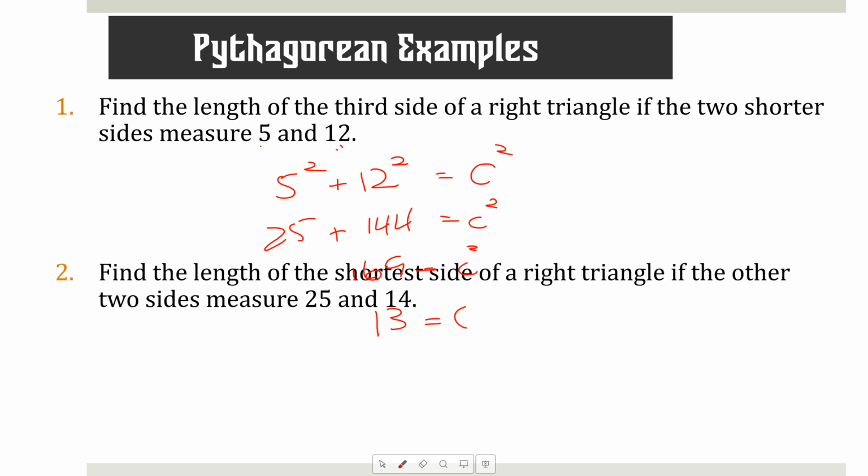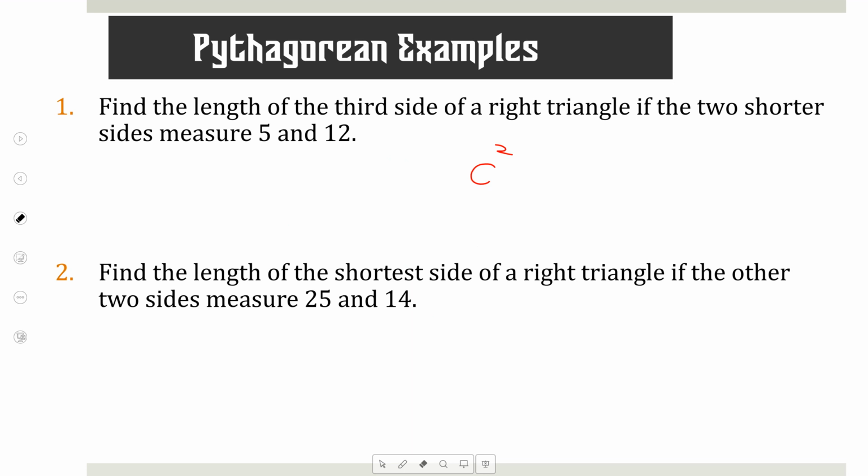Okay, moving on. Example number 2. And I know I'm going quick, I'm sorry, but this shouldn't be that difficult for you, I wouldn't think. All right, number 2, in a lovely shade of blue. Find the length of the shortest side of a right triangle if the other two sides measure 25 and 14. 14 squared is equal to 25 squared plus a squared. The biggest number must always be by itself on the other side.